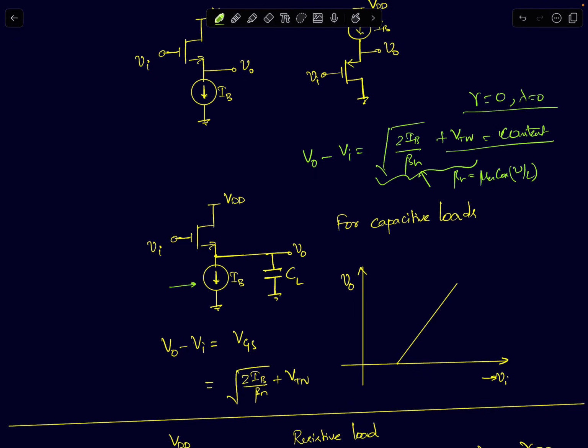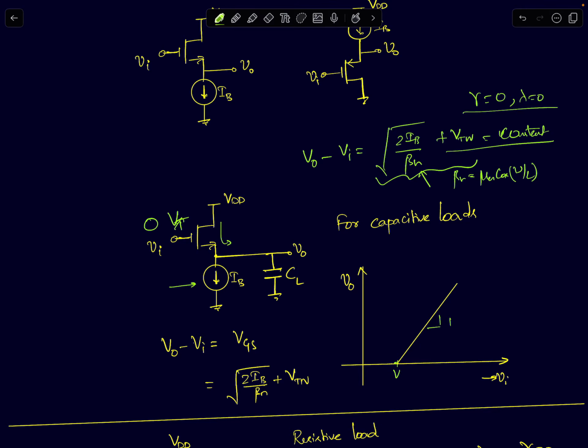If VGS is constant, then V naught is equal to Vi plus some constant. So the characteristic will look something like this. Here I'll not go into details. If you sweep your input, initially when your input is 0, the MOSFET doesn't conduct any current. You need at least VT volts. Once you start applying VT volts onwards, the device will slowly start conducting current, and when Vi becomes equal to 1 VGS, the current will be equal to IB.